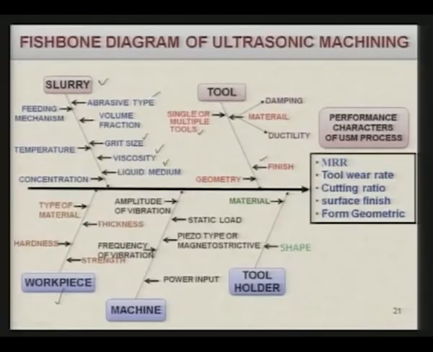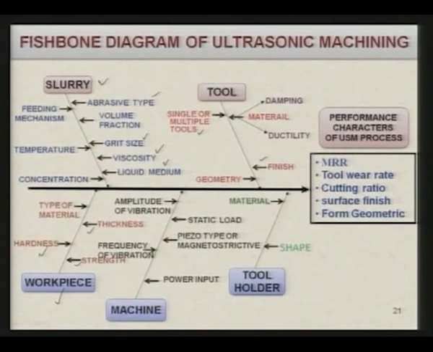Workpiece properties, like the type of material of the workpiece, will also affect the selection of other parameters. What is the hardness of the workpiece, because according to the hardness of the workpiece you have to select the type of the abrasive particles. What is the thickness of the workpiece and what is the strength of the workpiece material. These are the parameters which affect the performance of the ultrasonic machining process.